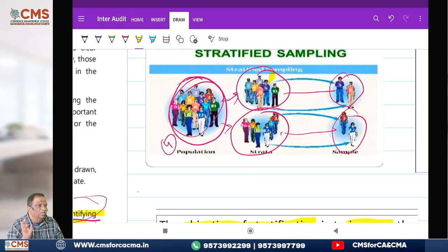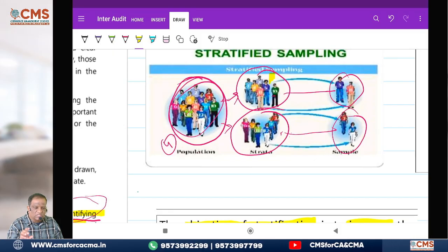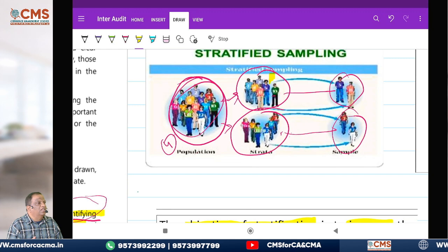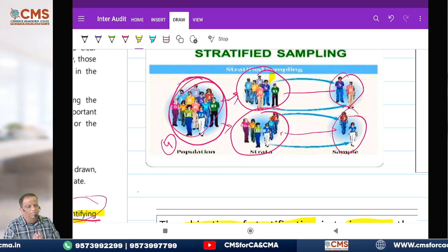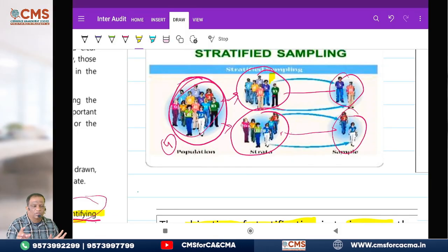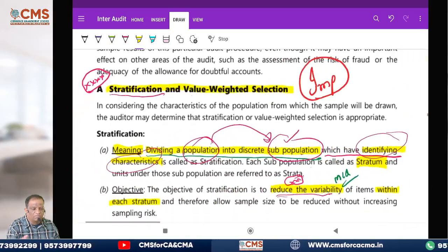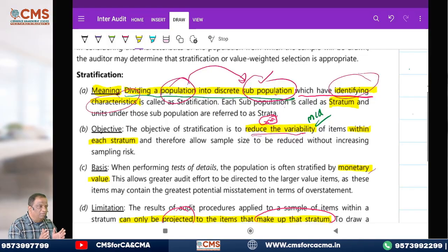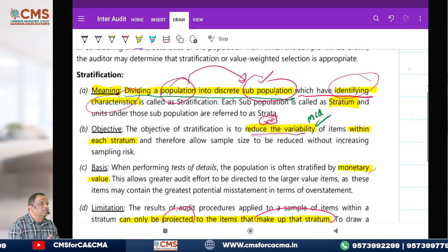So what I'm doing is, in the population, the items having similar characteristics, like men and women, I'm segregating. And then instead of randomly taking 4, I am taking 2 from the men and 2 from the women, so that my judgment becomes more logical. This is the background you have to keep in mind to understand stratified sampling. What do I mean by stratified sampling? Dividing the population into subpopulations which have equal identifiable characteristics.